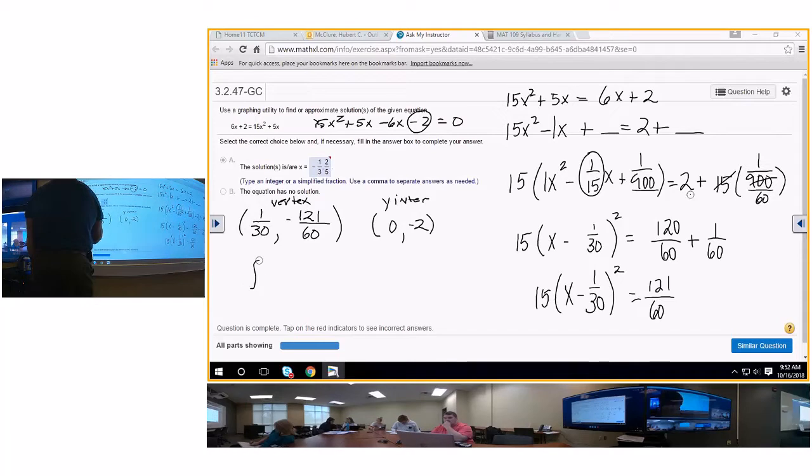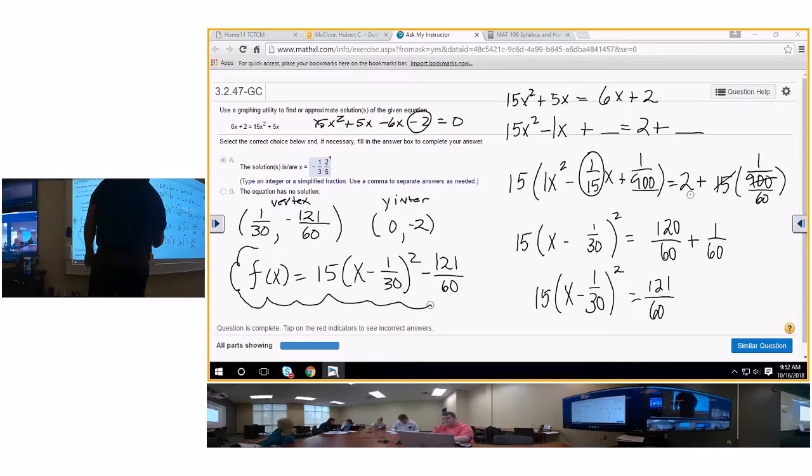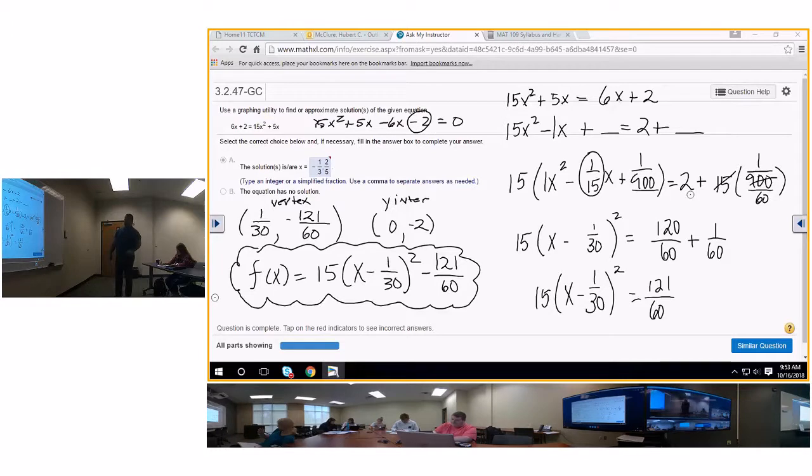And then you also have the vertex form of the equation, 15 times x minus 1 over 30 quantity squared minus 121 over 60. And I circle that because sometimes you might have to write that in the homework or the test question. All right, now we finish it to find the x-intercepts. And this is what you should be doing with every single problem you see as a quadratic. Quadratic means x squared. Okay? Any problem you see in 3.1 and 3.2, you should be doing all of this, because that's what I'm going to ask you to do on the test.